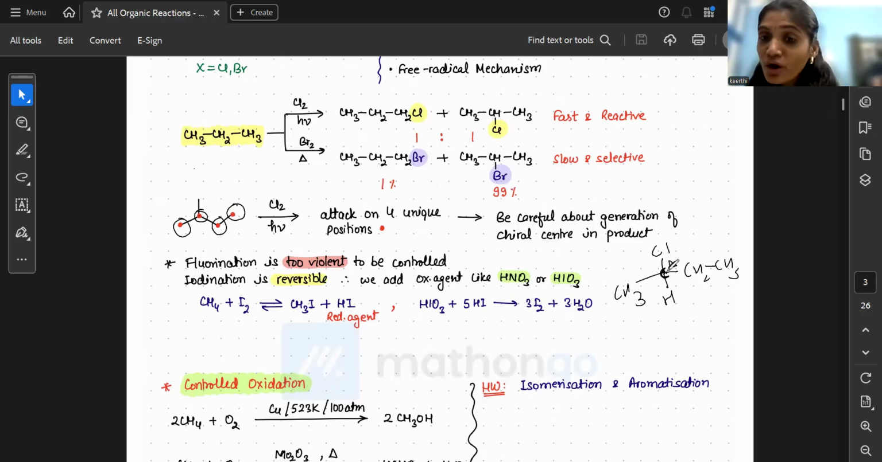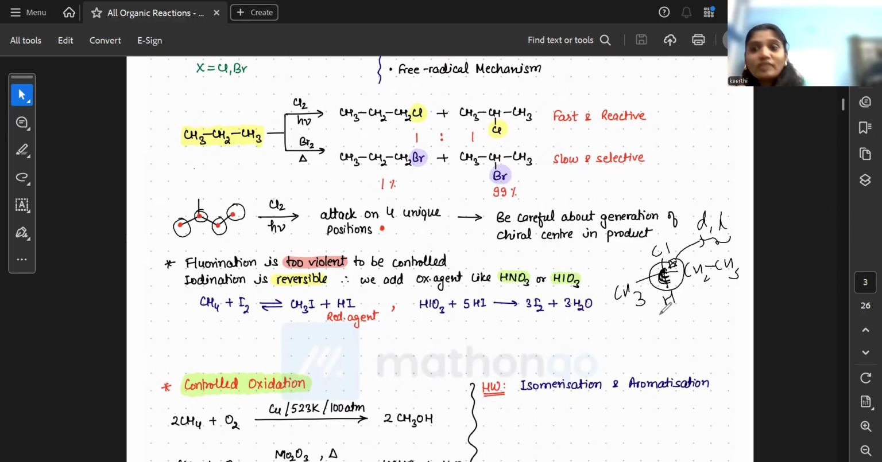But when you are writing the product for this compound, because it has a chiral carbon, you have to take the stereoisomers of that, because it is an optically active compound. You get both D and L. So please take care of that.